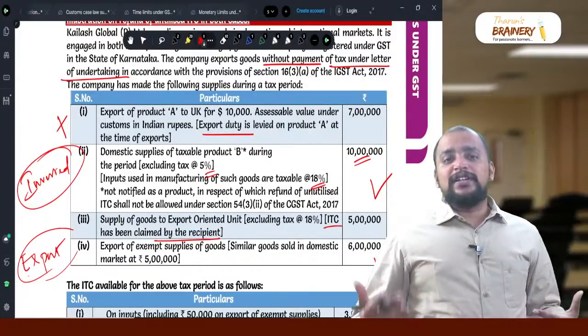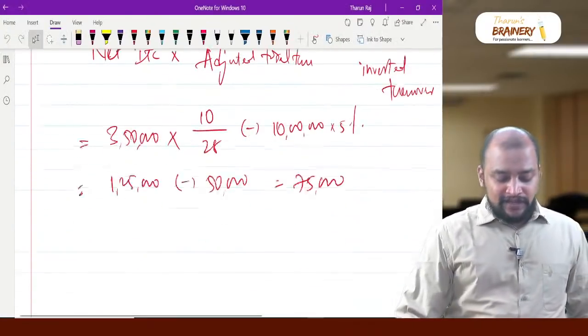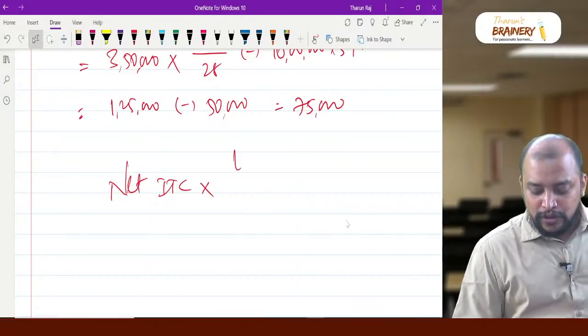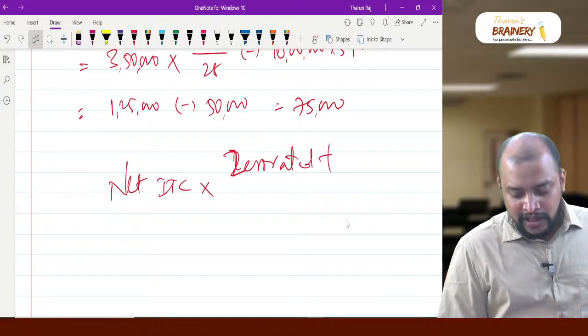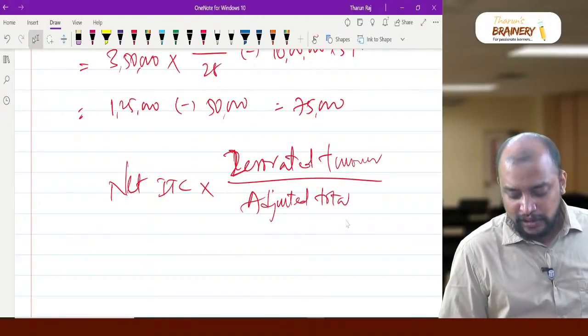Therefore 75,000 is the refund of unutilized ITC on account of inverted turnover. Then suppose it is plus export also. In case of export, how much will be the refund? Again the same net ITC: net ITC into zero rated turnover divided by adjusted total turnover. Okay, zero rated turnover divided by adjusted total turnover.